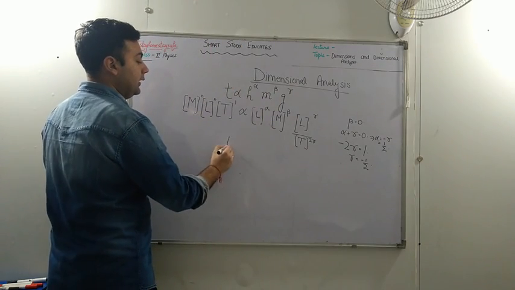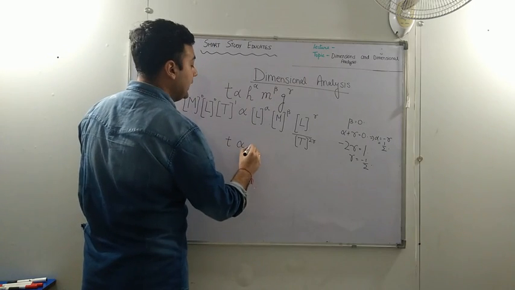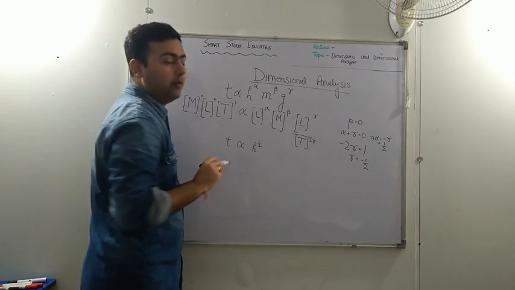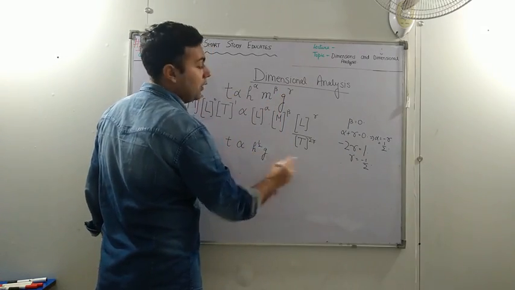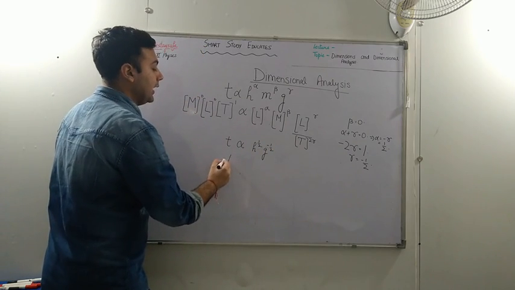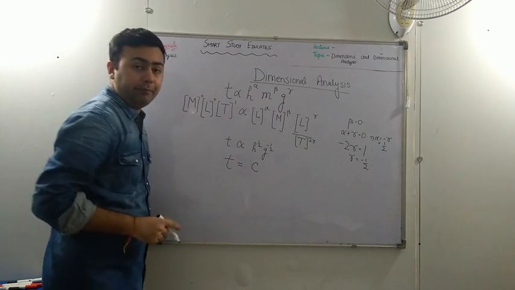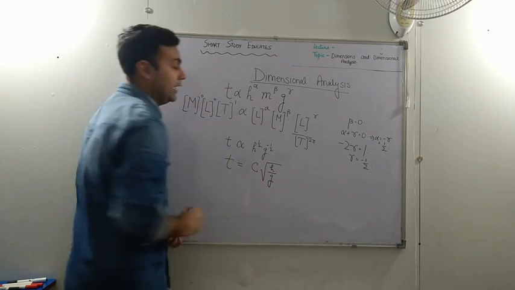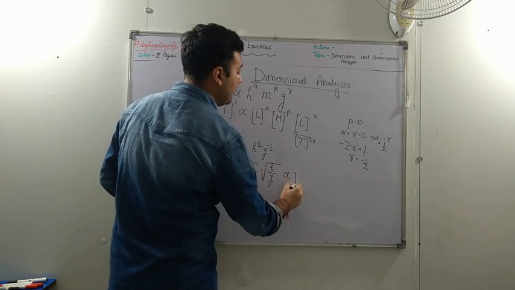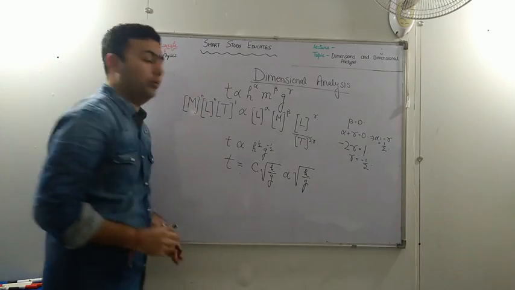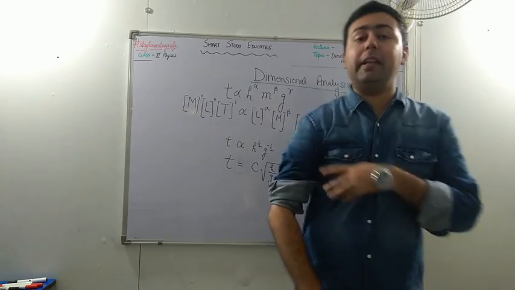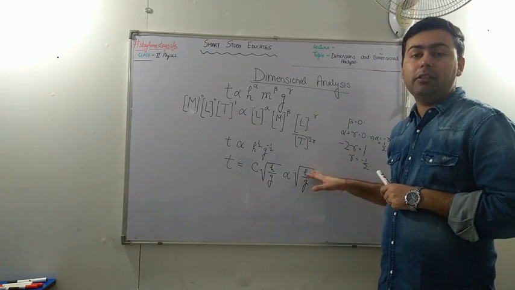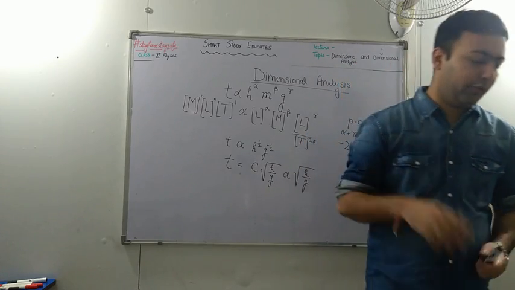So all I can say is time is directly proportional to height to the power alpha, that is 1 upon 2. Mass is gone because its power is 0, and acceleration due to gravity has power minus 1 upon 2. So I can say the time is equal to some constant c, I do not know, there must be some constant that should be put here, under the root of h upon g, or I can say it is directly proportional to the square root of h upon g. See, how nicely we got this result from dimensions. The time taken by an apple to fall depends upon the square root of the ratio of height to the acceleration due to gravity.